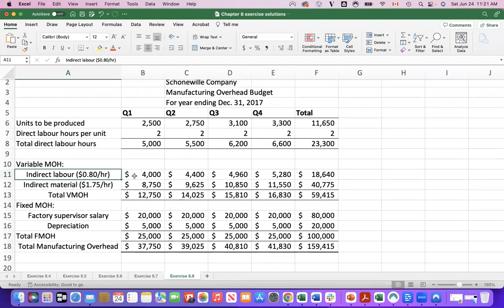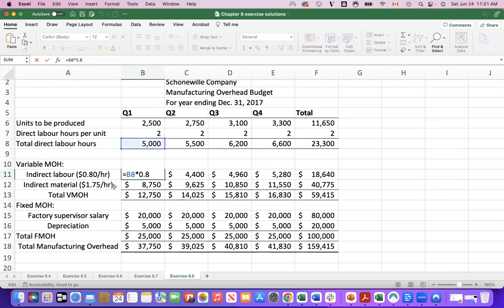So the amount of indirect labor, we multiply the total direct labor hours by the 80 cents. So in Q1, we expect to incur 4,000 in indirect labor, 4,400 in Q2, 4,960 in Q3, 5,280 in Q4. And again, all I'm doing is taking the direct labor hours incurred in that individual quarter, and applying that predetermined overhead rate of 80 cents per direct labor hour.